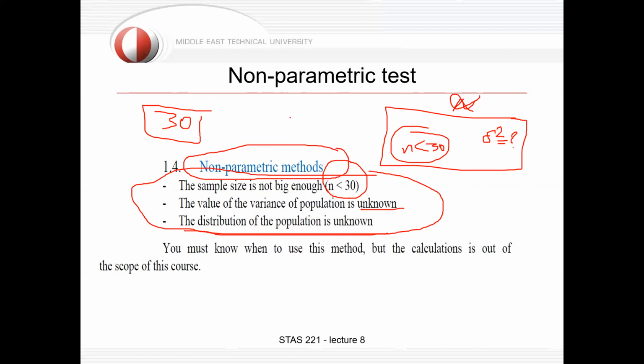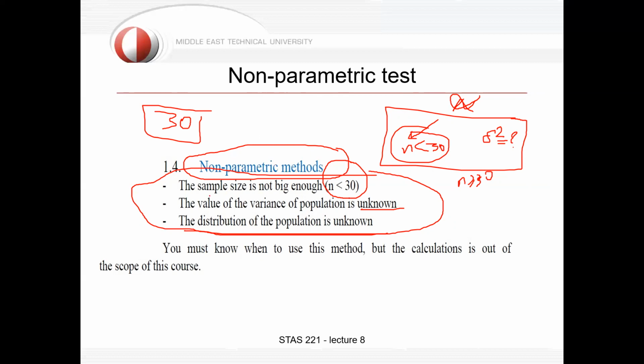Non-parametric methods are very useful when you don't have any idea about your population distribution. And also, it is not possible for us to take large samples, because if you don't know about your population distribution, if your sample size is big enough, then you can approximate everything by a standard normal distribution. So non-parametric methods are very useful, but this is out of the scope of this course. That's why we are not going to solve examples about this.